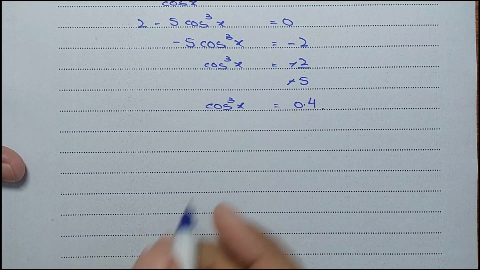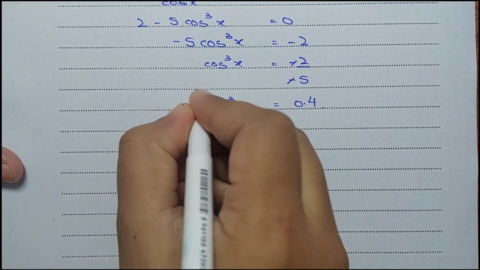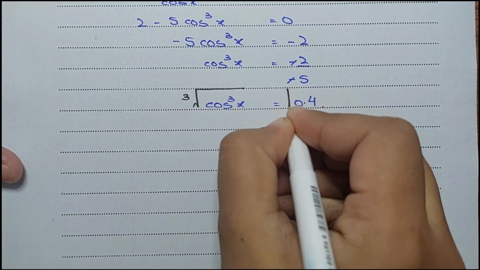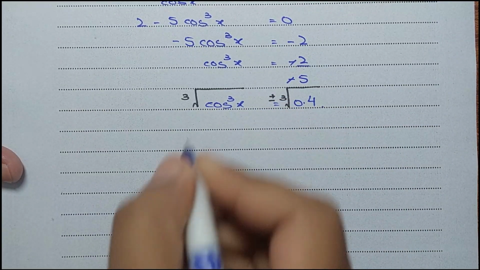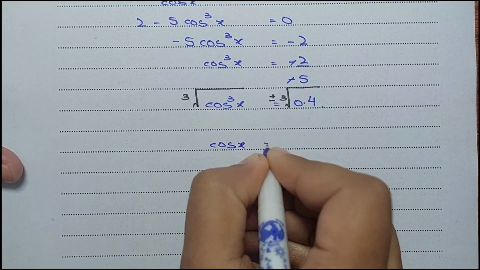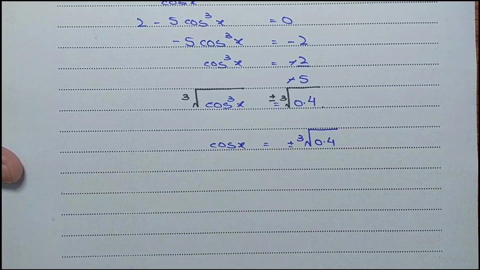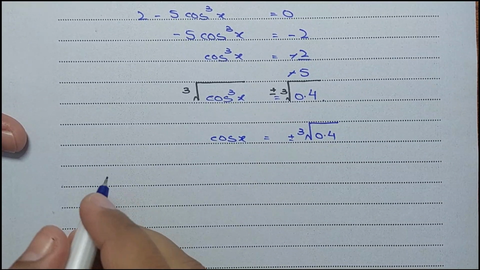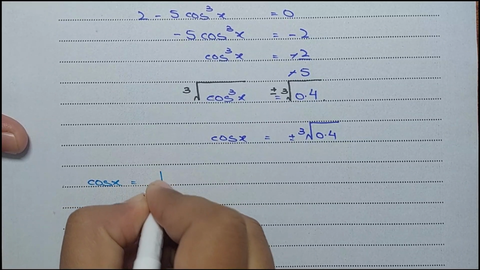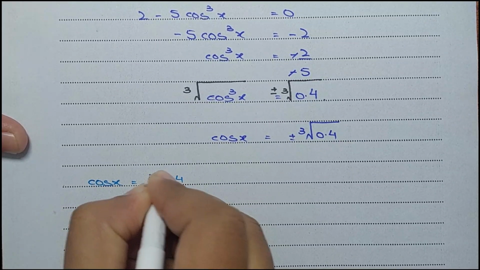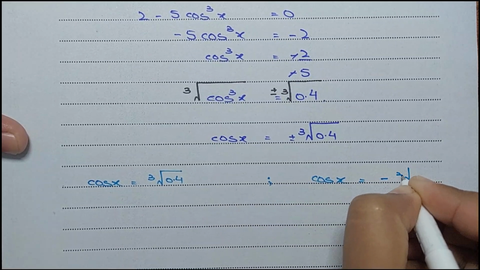Now we have to take a cube root on both sides. Whenever we take the cube root, the answer should be in plus minus. So here we have cos x, and here we have plus minus cube root of 0.4. Now we have two cases. The first case is cos x is cube root of 0.4, and the other one is cos x is minus cube root of 0.4.